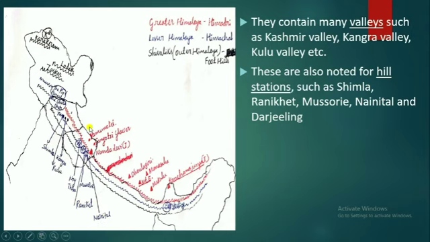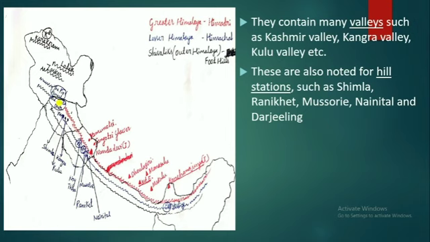Ranikhet and Nainital, Uttarakhand. In Jammu Kashmir, the places that come are Karakoram, Ladakh, Zaskar and Pir Panjal. In Himachal Pradesh, here Dhauladhar, Shimla, Kangra and Kulu. If we come to Uttarakhand, Gangotri, Yamunotri, Nanda Devi and Nag Tiba, Mussoorie, Ranikhet and Nainital. And if we come to West Bengal, Darjeeling. Okay. Now let's move on.